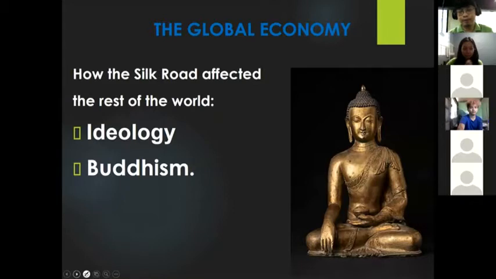Another effect of the Silk Road to the world is yung ideology. Yung tinatawag nating Chinese philosophy. Of course, the most popular Chinese philosophy that was brought by the Chinese, una dyan is Confucianism and Buddhism. Usually, ang Buddhism, nire-refer natin siya as a religion, but Buddhism is not only a religion. It is a philosophy. Ito ay isang ideolohiya.